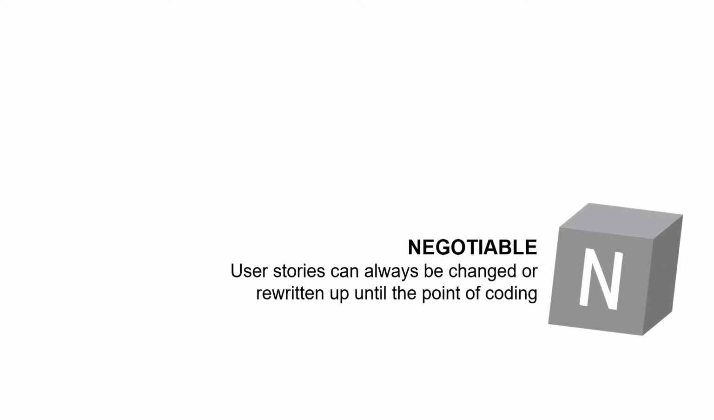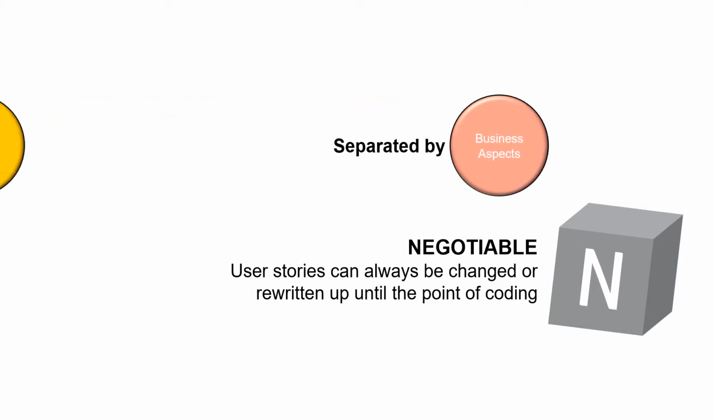N, like negotiable. The scope of work should have some flex and not be pinned down like a traditional requirements specification. As well, the solution for the story is not prescribed by the story and is open to discussion and collaboration, with the final decision for technical implementation being reserved for the development team.